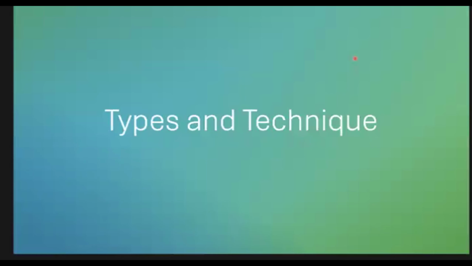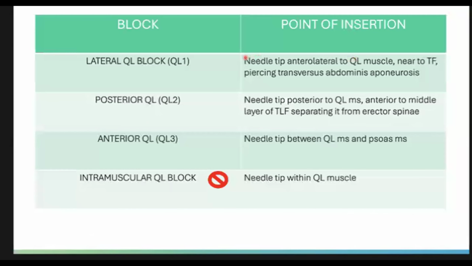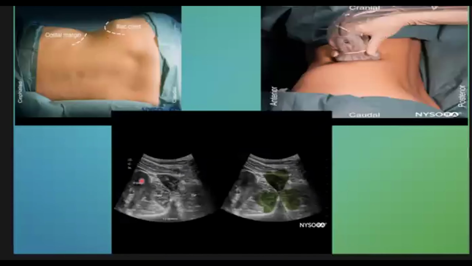Coming to the types and techniques, there are three types of quadratus lumborum blocks: the lateral, posterior, and anterior QL. Initially, there was a terminology for intramuscular QL block, but according to the ESRA Delphi study, it is no longer a terminology that we use. The block is performed in lateral position with the probe kept at the posterior axillary line between the iliac crest and the costal margin.